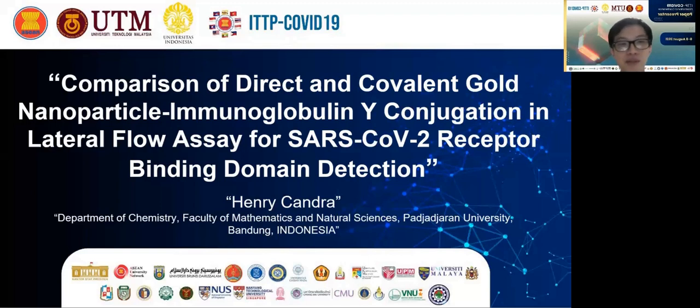Today, I'd like to tell you about my research with the title of comparison of direct and covalent gold nanoparticle immunoglobulin Y conjugation in lateral flow assay for SARS-CoV-2 receptor binding domain detection.